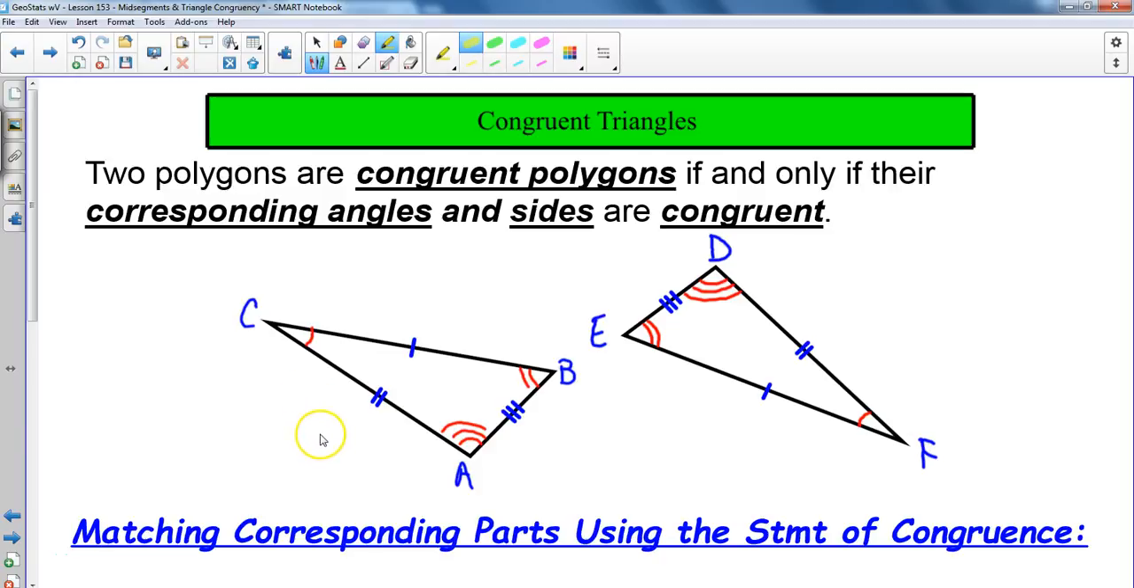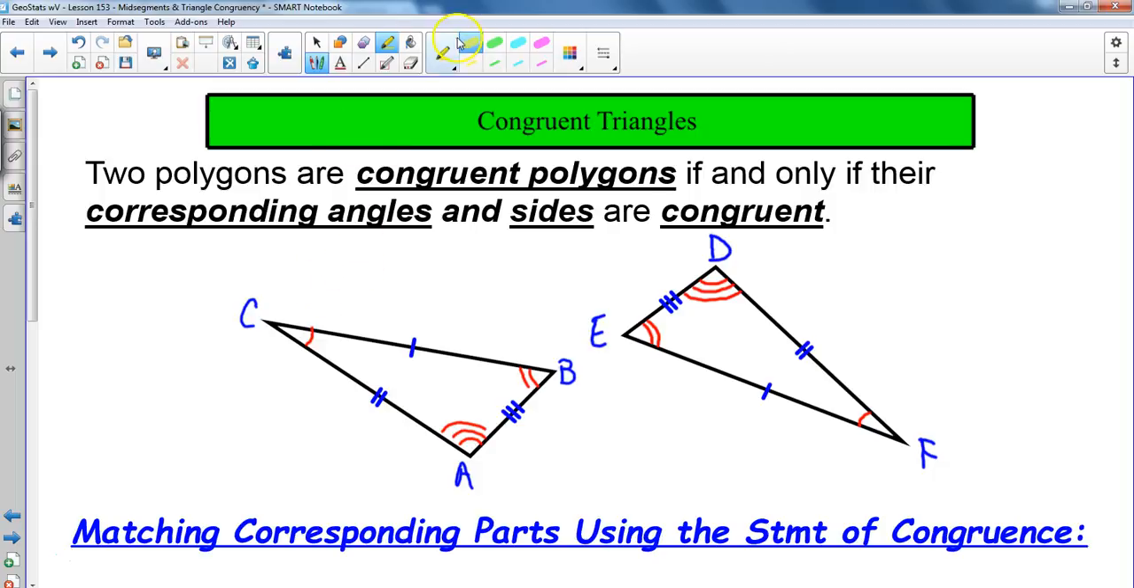Okay, in this video we're going to check out congruent triangles, specifically different ways that we can show that two triangles are congruent. First things first, when we say congruent, we're talking about two shapes that are exactly the same in dimension.